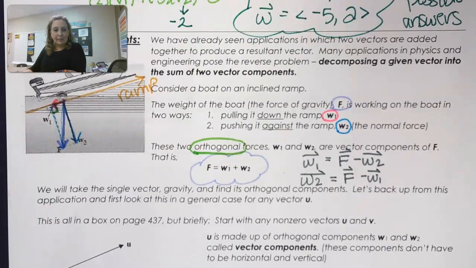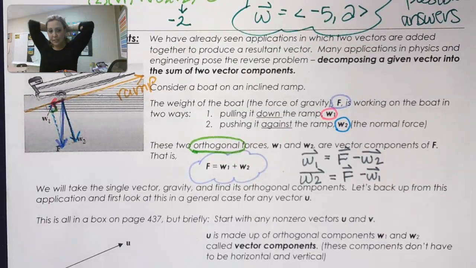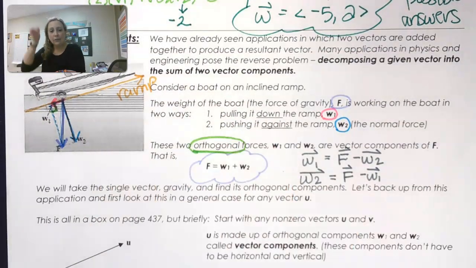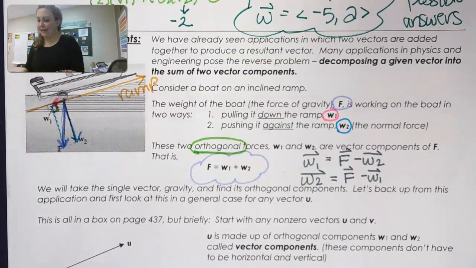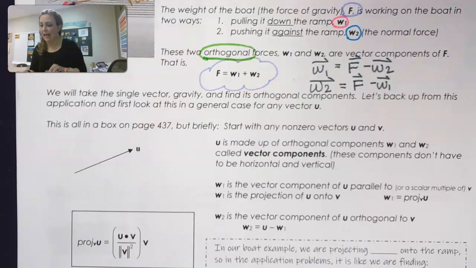So those are just different ways that we could rewrite that. What we're going to do is take the single vector in these story problems, that single gravity vector, and find its orthogonal components. Before we do that, we're going to talk about any non-zero vectors u and v, okay?